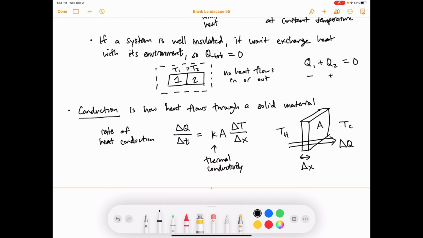So what this is saying is the heat flowing through the material per unit time, that's delta Q over delta T, equals K, the thermal conductivity of the material, times A, that's the area, times delta T, that's just the temperature difference between the hot and the cold side, TH minus TC, divided by delta X, the thickness of the material. And that's basically everything we covered this semester.